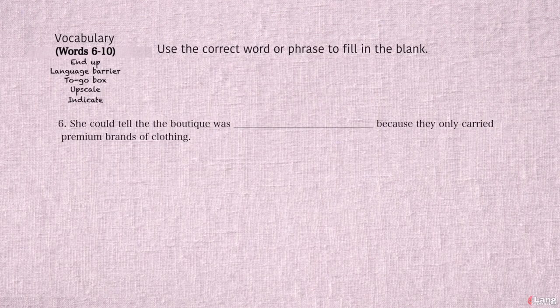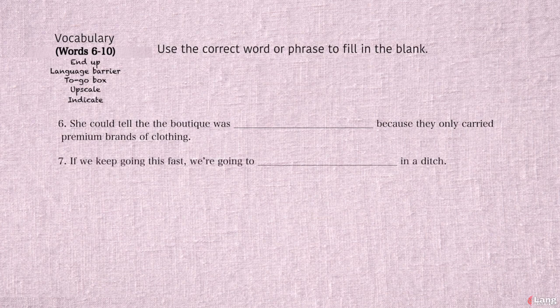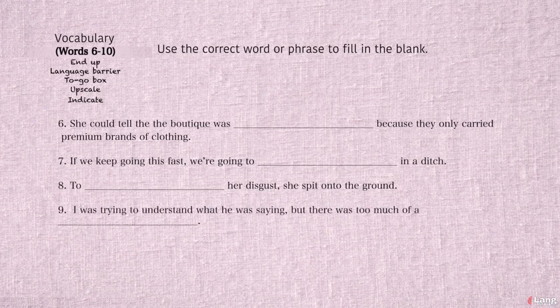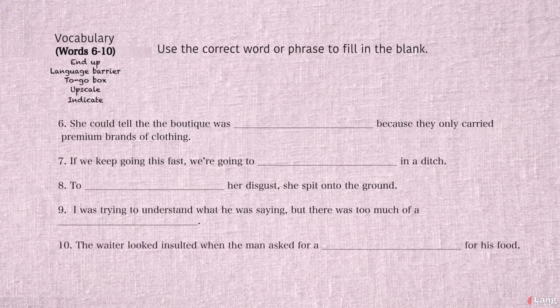Number 6. She could tell the boutique was because they only carried premium brands of clothing. Number 7. If we keep going this fast, we're going to in a ditch. Number 8. To her disgust, she spit onto the ground. Number 9. I was trying to understand what he was saying, but there was too much of a. Number 10. The waiter looked insulted when the man asked for his food.